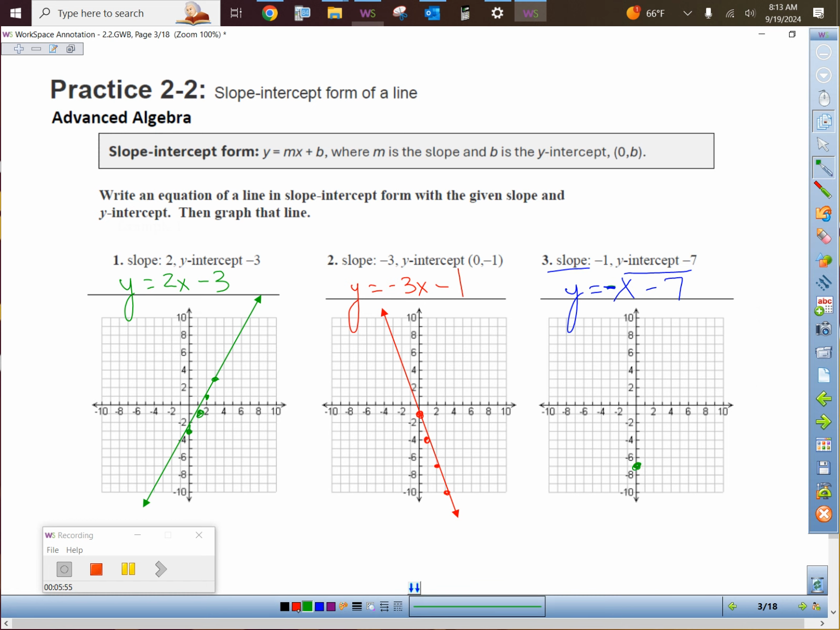And then what's the slope? It's very confusing for a lot of people. It's -1 over 1. Are you with me on that? So let's go down 1 to the right 1. Down 1 to the right 1. Down 1 to the right 1. And connect those dots together.